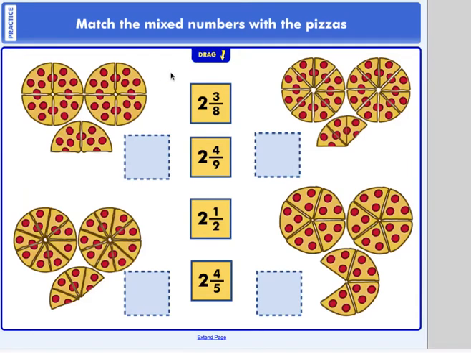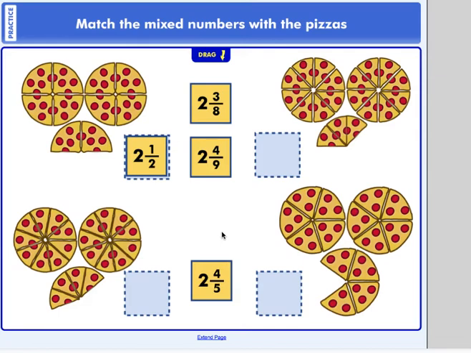Take a look at these pictures and match the mixed numbers with the pizzas. Now, if I'm looking at this, I'm first going to think which ones stand out to me, which ones are obvious. Well, they all have 2 wholes. Okay, so that doesn't really help. Here I can clearly see that I have a half, 2 and a half, so I'm going to match that one up here first. Now I'm looking for 3/8, 4/9, 4/5.